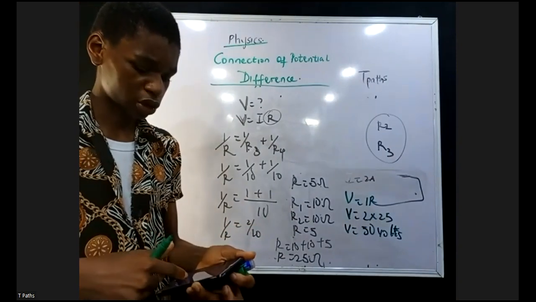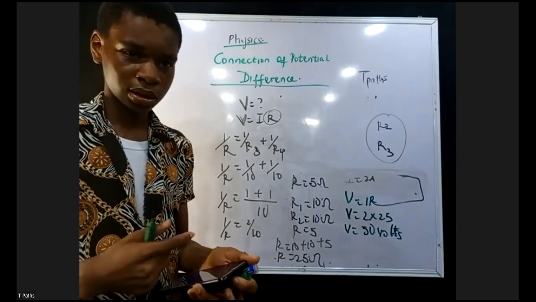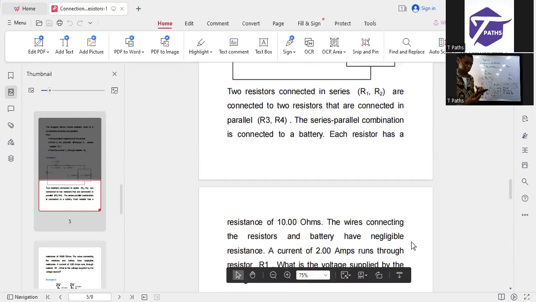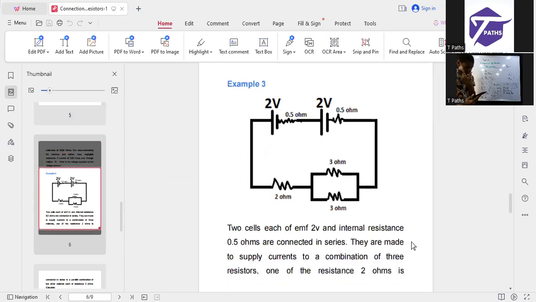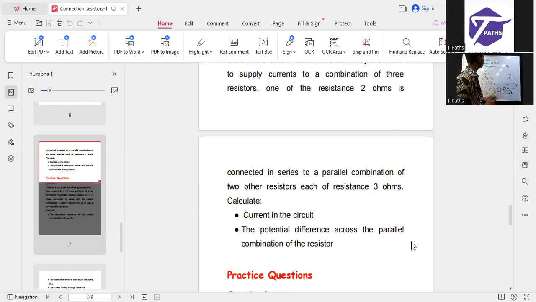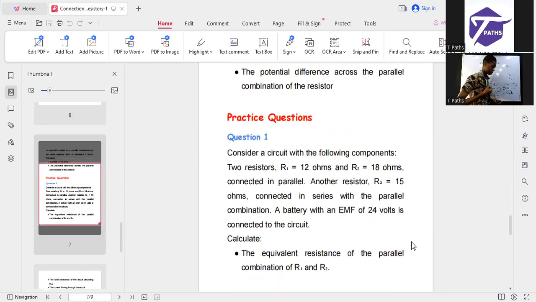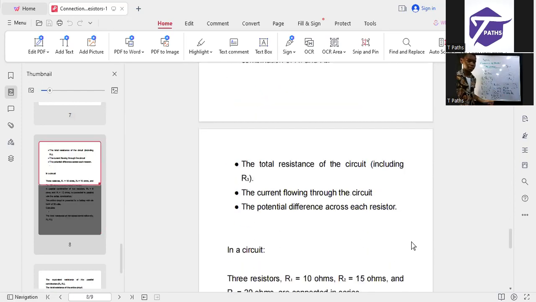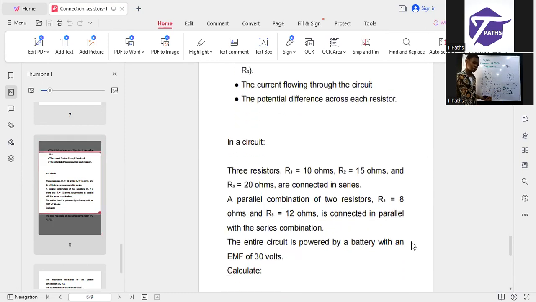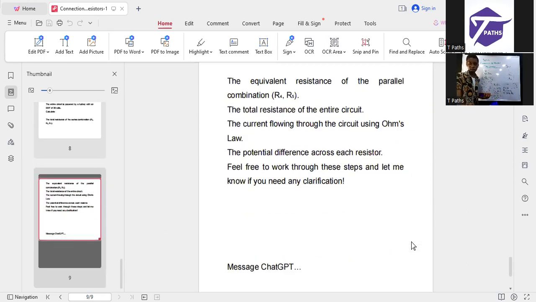So now, you can look through example 3 and then you can solve that. I also prepared some practice questions. For example 3, you can check how it's done, maybe copy it down, then practice it by yourself. The one which says two cells each of EMF 2 volt and internal resistance 0.5 ohms. And there are practice questions. You can bring your past questions and pick them up, and then start practicing, and it's going to stick.